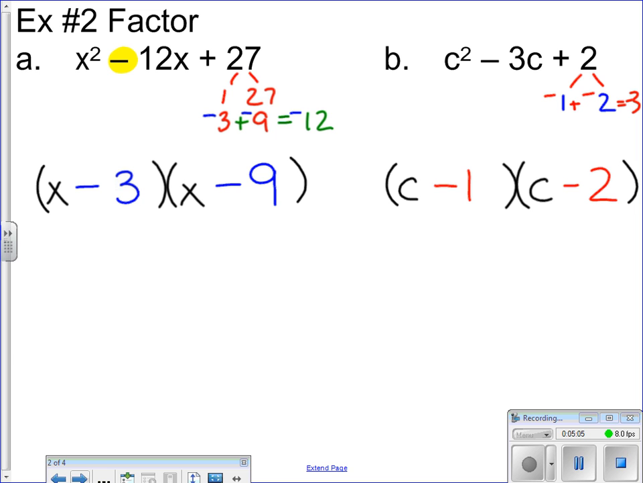All right, let's continue on with the negative being shifted to different parts of the trinomial.